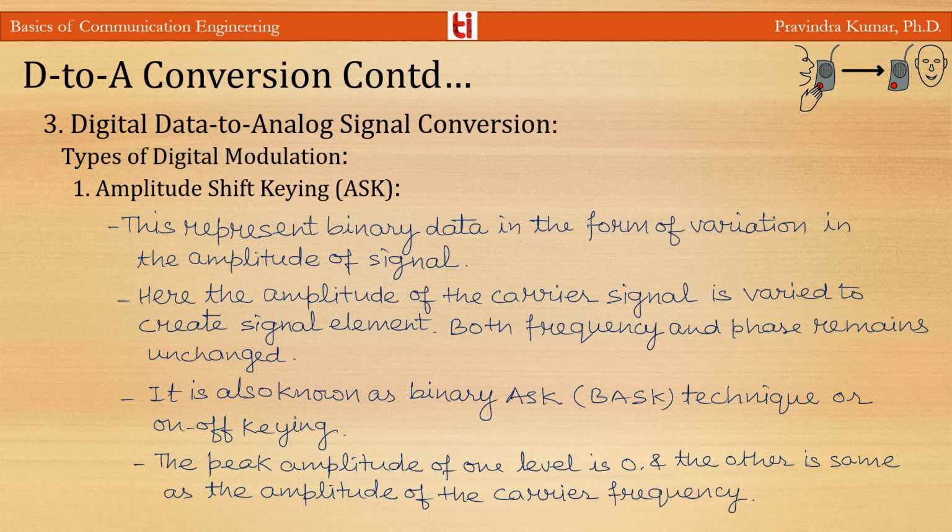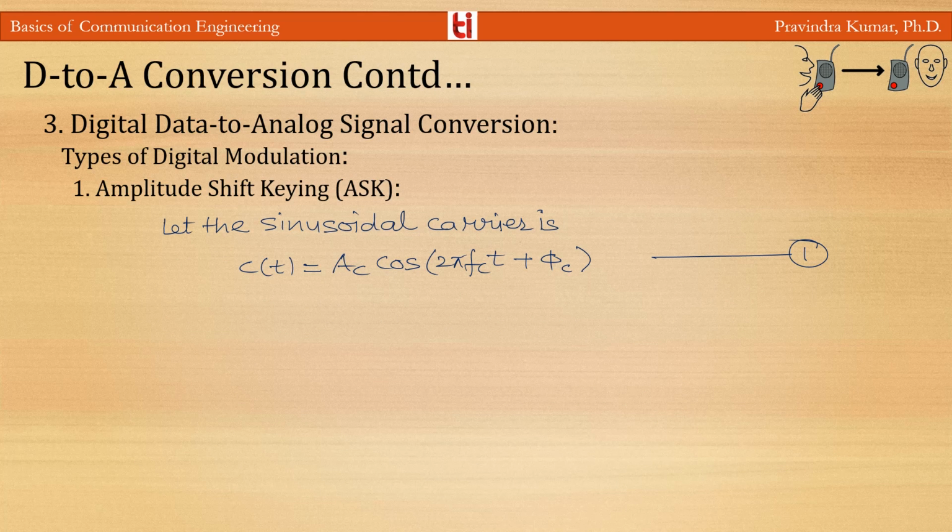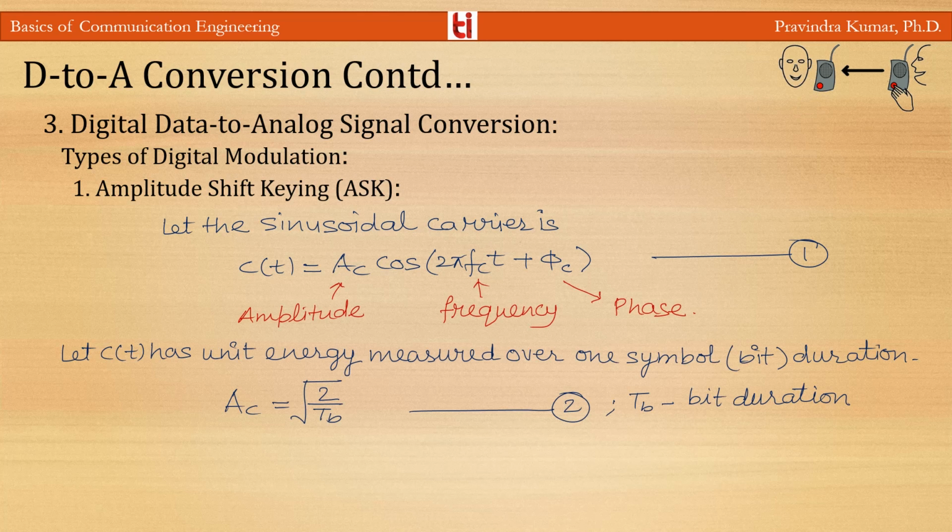Let us take the sinusoidal carrier we have: c(t) is equal to Ac cos(2 pi fc t plus phi c). Ac is the carrier amplitude, fc is the carrier frequency, and phi c is the phase. Let the carrier c(t) have unit energy measured over the symbol duration Tb, so Ac will be root 2 by Tb, where Tb is the bit duration.